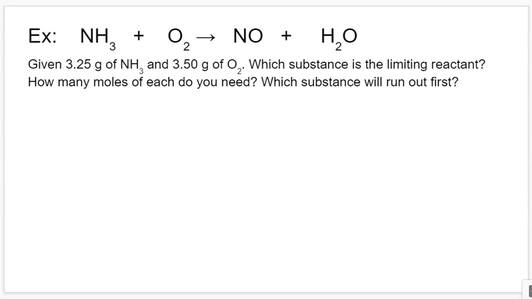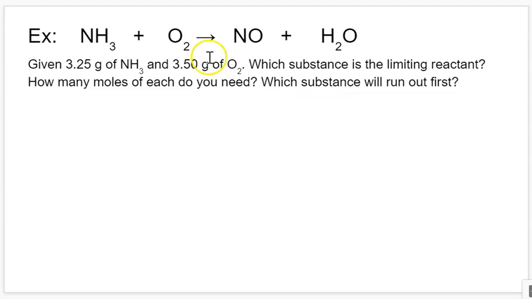So in this case, we have ammonia reacting with oxygen to make nitrogen monoxide and water. We're given that we have 3.25 grams of ammonia and 3.5 grams of oxygen. So this is what I was talking about. I have specific amounts of both of the reactants. So in order to figure out anything about the products, I'm going to need to figure out which substance is limiting, how many moles of each we need to make the reaction go, and which substance is going to run out first, because that's the one that's going to control how much product can be made.